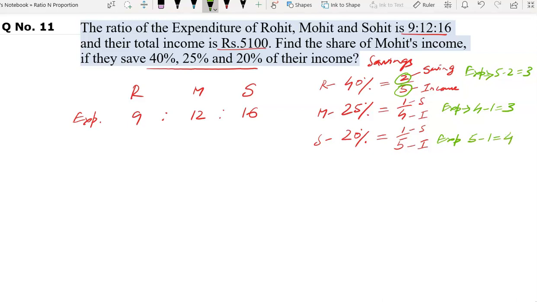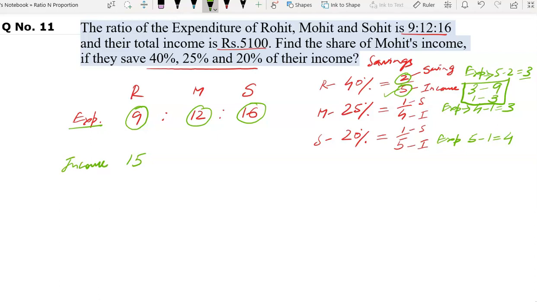Now here the expenditure is given 9:12:16. So expenditure here is how much for Rohit? 3. So 3 units represent 9. So 1 unit will represent 3. This is for Rohit. So income will be how much? Income is 5 units. So 3 into 5 will give us 15. This is income.